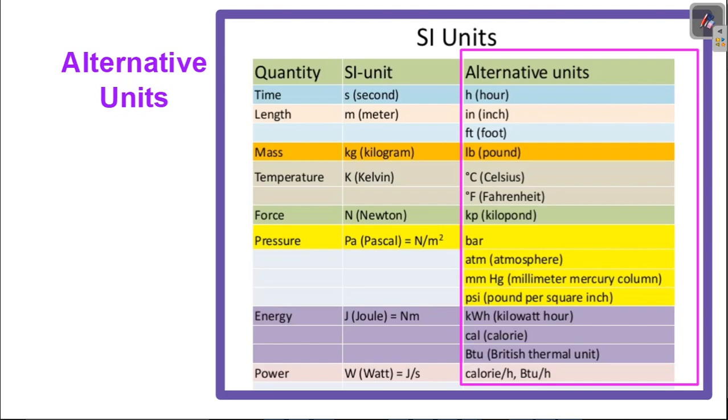You need to be able to give me alternative units if I give you the base unit. Can you differentiate between alternative and base units? If I give you the meter, will you be able to tell me that that is a base unit? If I say to you the pound, will you be able to tell me that is an alternative unit for mass? And so on, that kind of thing.